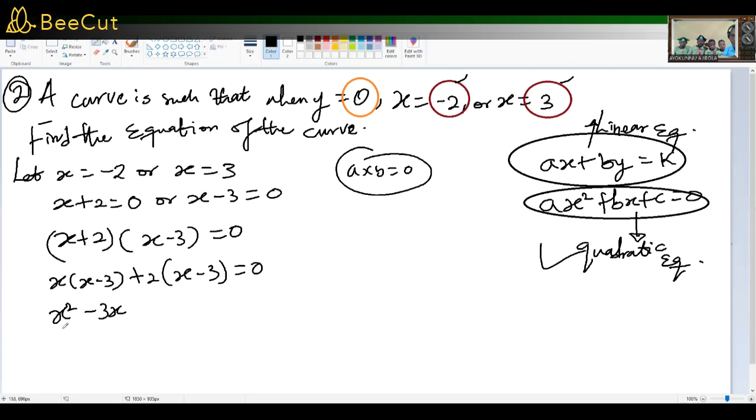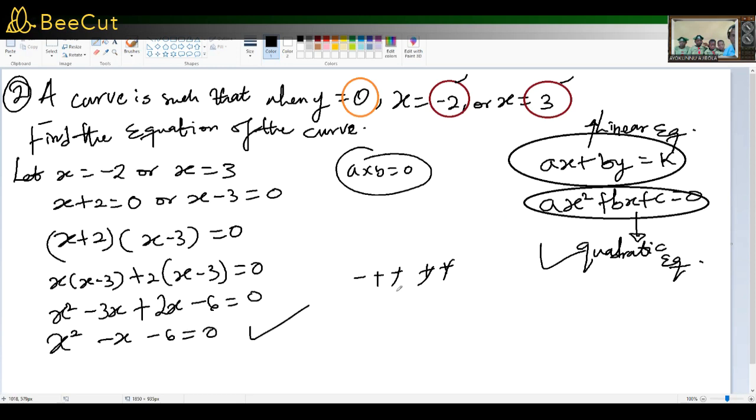So what is x times x? X squared. And what is x times minus 3? That's minus 3x. Then plus, what is 2 times x? 2x. And what is 2 times minus 3? That is minus 6. So here now we can add together the ones in the middle. So I have x squared. What is negative 3 positive 2? The positive cancels the negative, what remains? Negative x. Yes or no? So minus 6 equals 0. This is our equation.